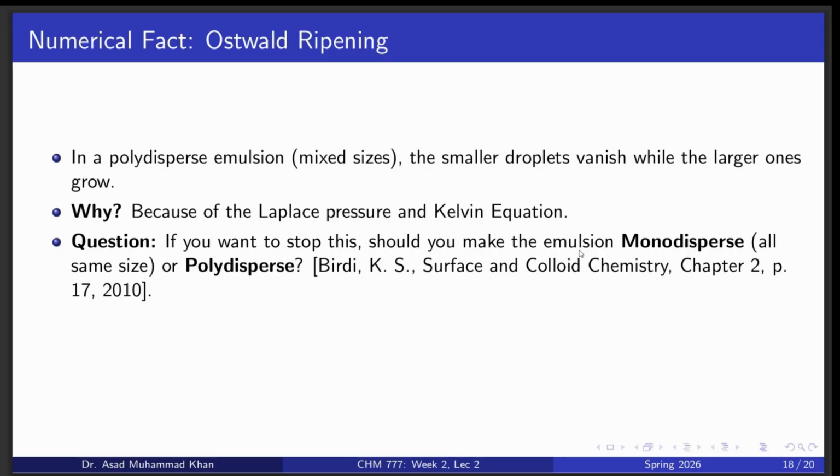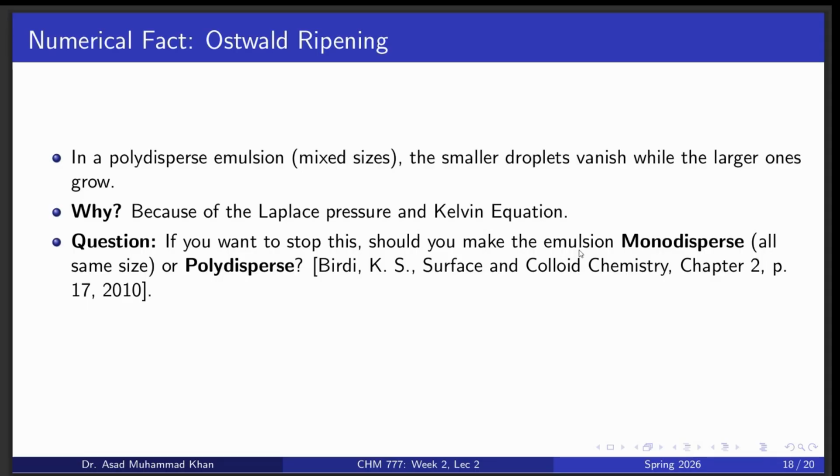Again, the trick is that even if the smaller droplets are formed, how are they going to be kept as such, that is, in the smaller size and stable? So if you want to stop this, should you make the emulsion monodisperse, all the same size, or polydisperse? Obviously, what would be the answer to that?